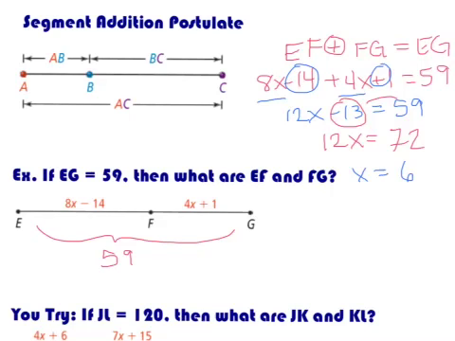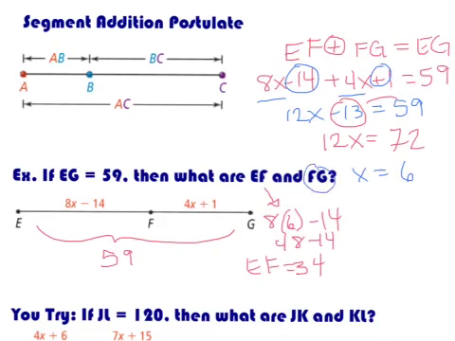But all I did here was solve for x. My question wants to find out what are the lengths of these two segments. So now I have to take this 6 and just substitute it in for each of my segment lengths, and I'll get my answers. So substituting in for the length of EF, I have 8 times 6 minus 14. So 8 times 6 is 48. 48 minus 14, we get 34. So the length of EF is equal to 34.